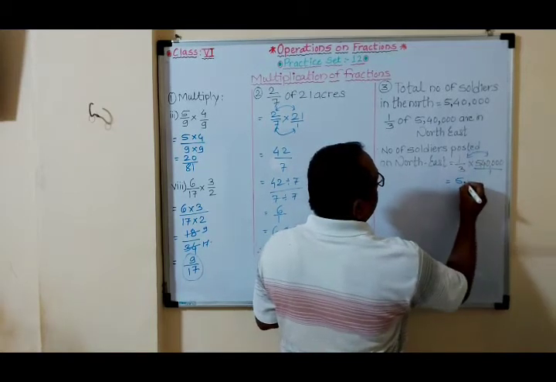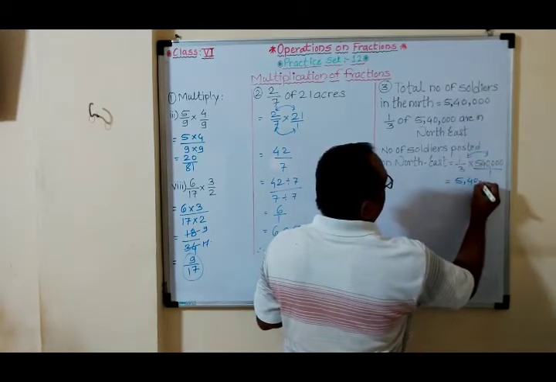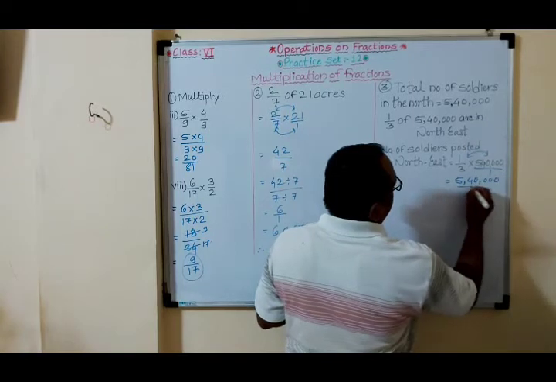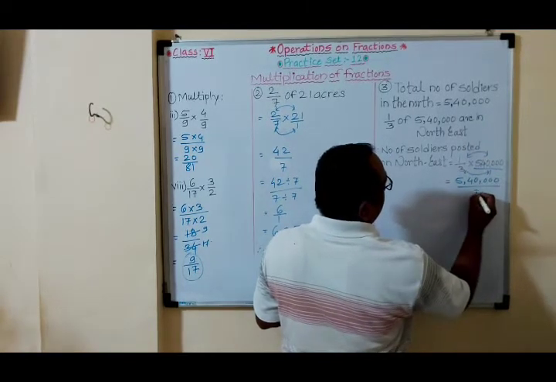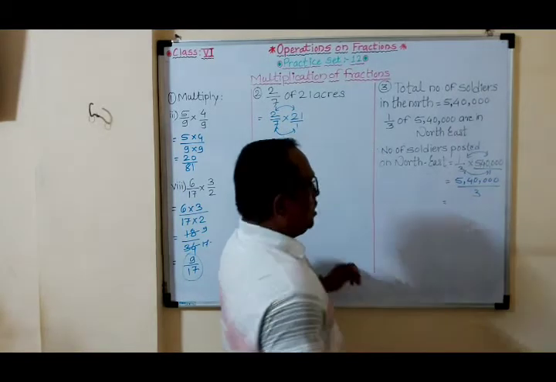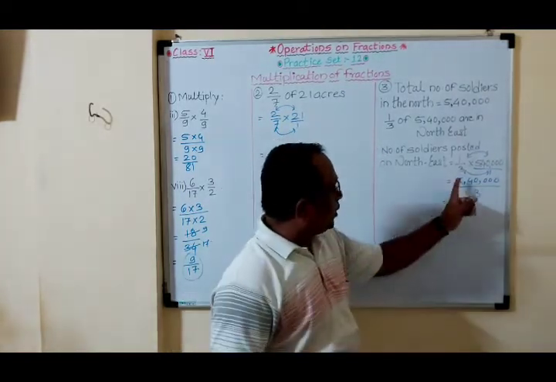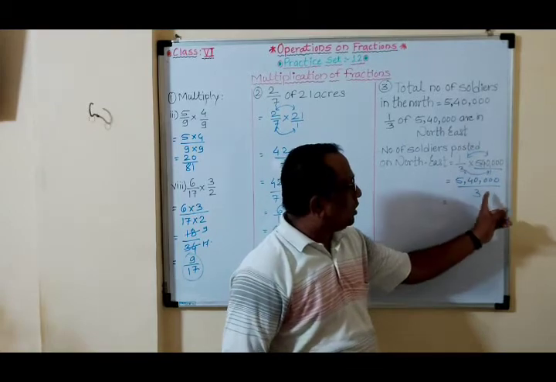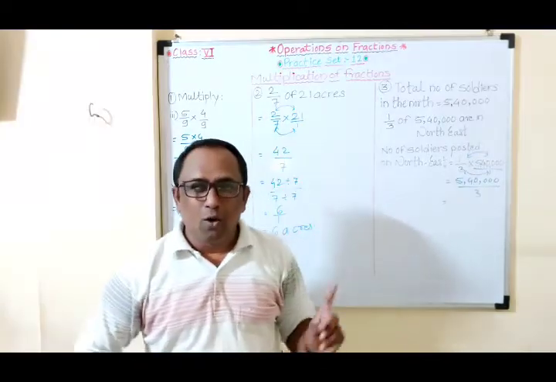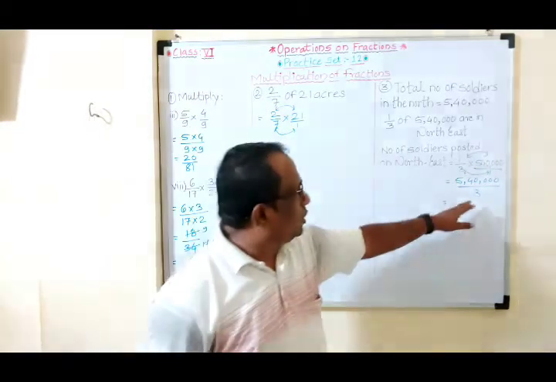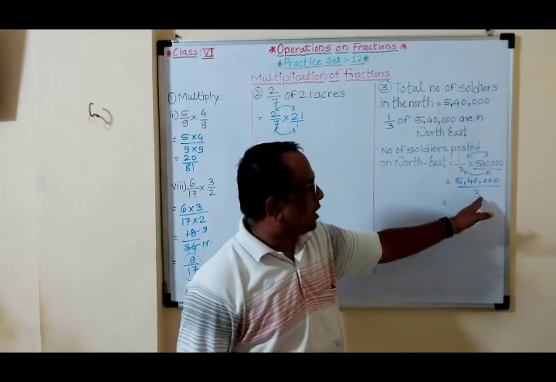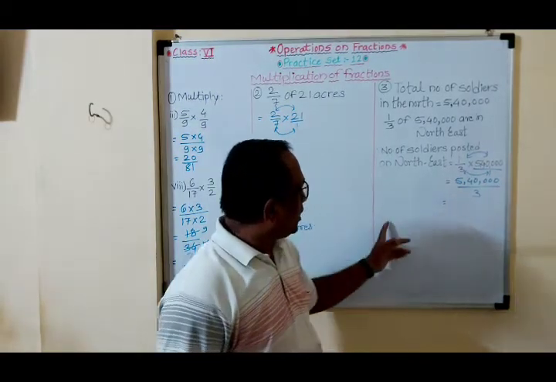5,40,000 multiplied by 1 is 5,40,000. Okay. And 3 multiplied by 1, 3 ones are 3. Now students, here you have to divide 5,40,000 by 3. I hope you can do this small calculation. So do this division here and then write the final answer.